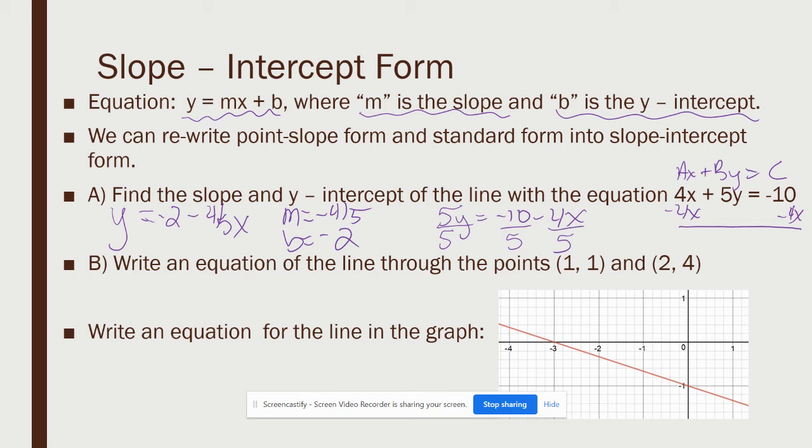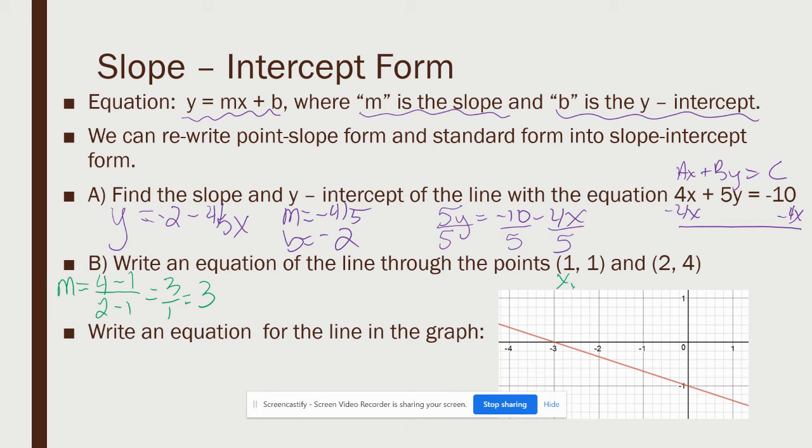For part B, well, I've got points, so we could put this in point-slope form after we find slope, and then simplify that into slope-intercept form. So we'll start with finding slope. I'm going to do 4 minus 1 over 2 minus 1. That's 3 over 1, which is 3.